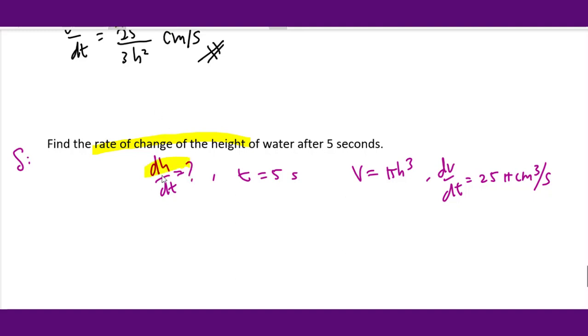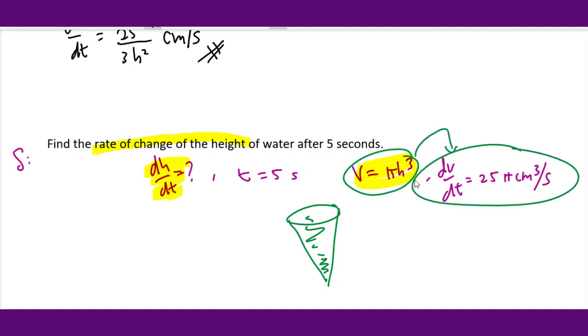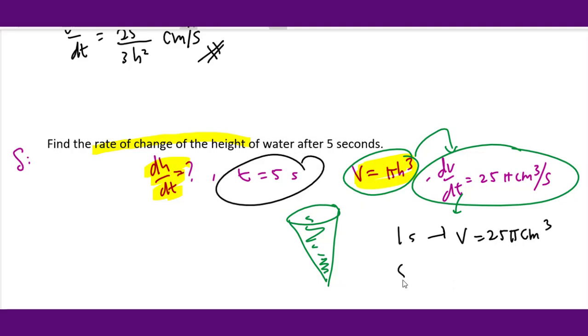So before you find dh/dt, we have to find the volume. Why? Because of the pattern of the cone: it is like this, becoming smaller in size, then bigger and bigger. Now we're going to find the volume after 5 seconds. So in 1 second, V is equal to 25π cm³. And then 5 seconds, it implies that V is equal to 25π times 5, that is 125π cm³.